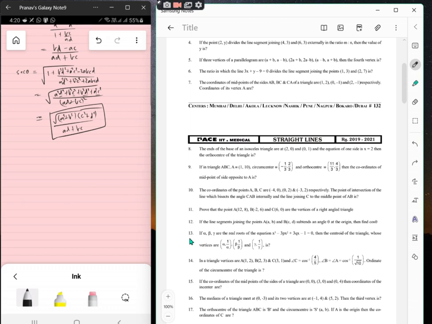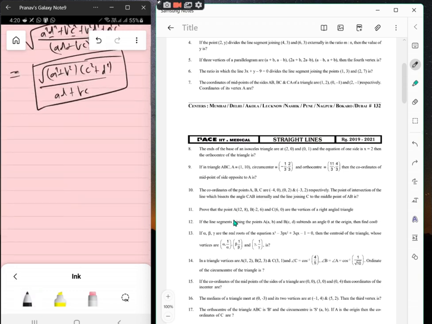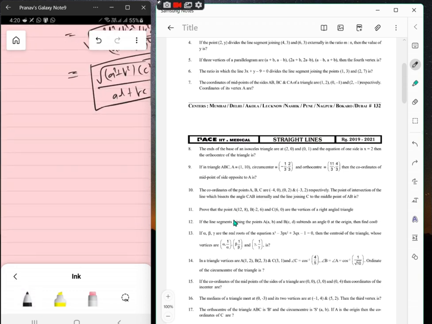Right, question number 12. Now question number 13. Yes, question number 13. If alpha, beta, gamma are the real roots of this equation and the centroid of the triangle whose vertices are this. Okay. Real roots of this equation, centroid of triangles. Fine. So what's the centroid of the triangle?